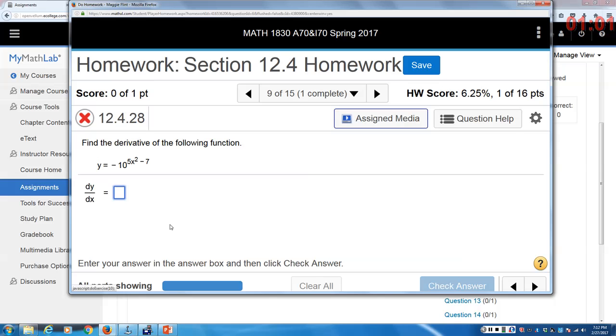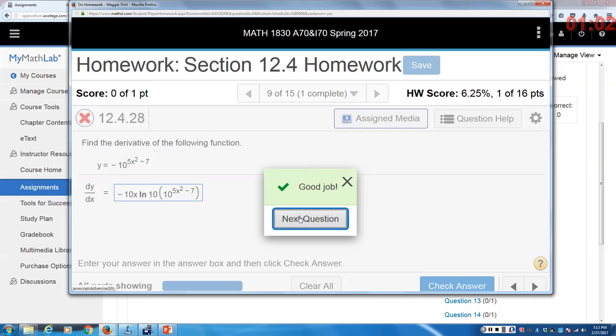So that derivative is going to be 10x instead of 16x. So negative 10x parentheses, oh wait, LN, LN 10. Times 10 raised to the power of 5x squared minus 1. Oh, minus, yes, minus 7, thank you. Okay, so it's happy with that.